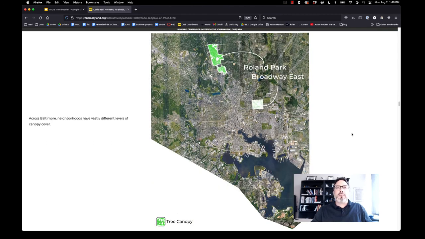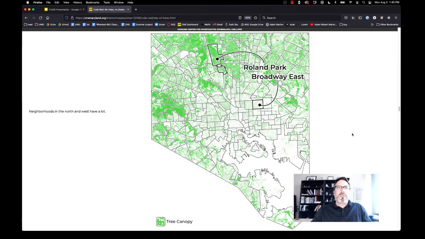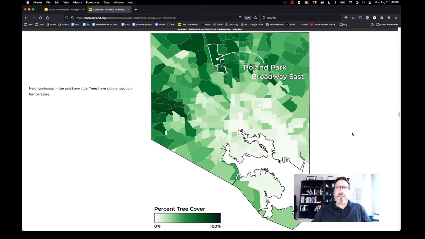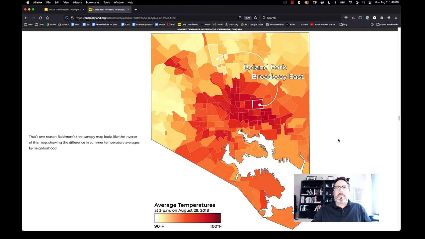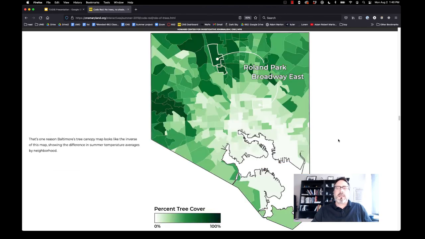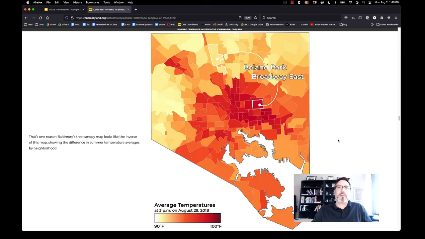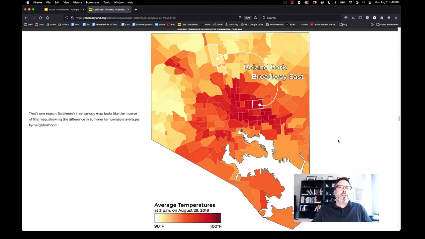Across Baltimore, neighborhoods have vastly different levels of canopy cover. We see that neighborhoods in the north and west have a lot, and neighborhoods in the east have little. And trees have a big impact on temperature. This is where that scroll is really highly effective, right? We see tree cover here, and when we scroll down, we can see temperature, and it's like a complete inverse. Trees have a huge impact on temperature. So that's one reason why Baltimore's tree canopy map looks like the inverse of the heat map.